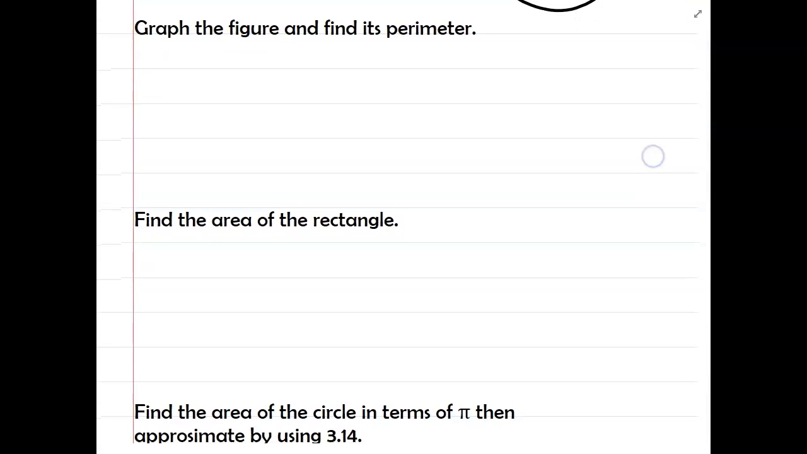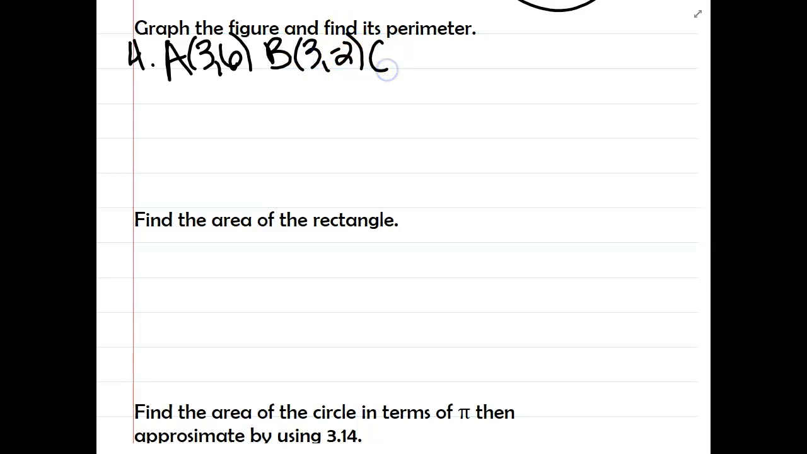Okay, this one's kind of fun. So I'm going to give you a few points. We're going to graph those points, and then we're going to find the perimeter of the figure. So let me give you these points, okay? I'm going to give you 3 of them. So point A is going to be at 3, 6. B is going to be at 3, negative 2. And C is at negative 3, negative 2.